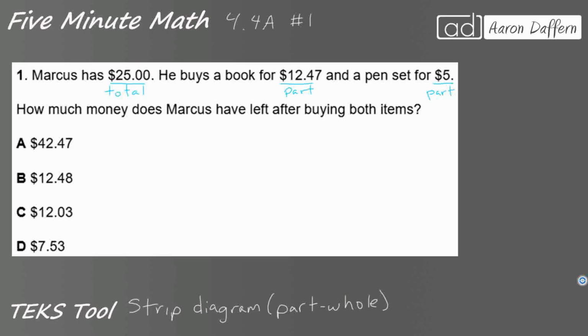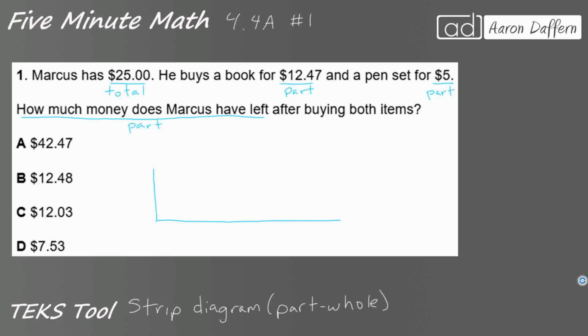Well, that's typically called the change, right? Your leftover money. This is also a part. We need to include this. And the reason we can say this is a part-whole is that the three parts, the amount left, plus the $12.47 for the book, plus the $5 for the pen set, equals, or it's the same amount as the $25 you started with. So I'm going to draw a strip diagram.